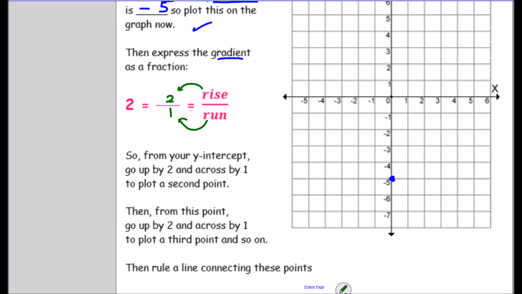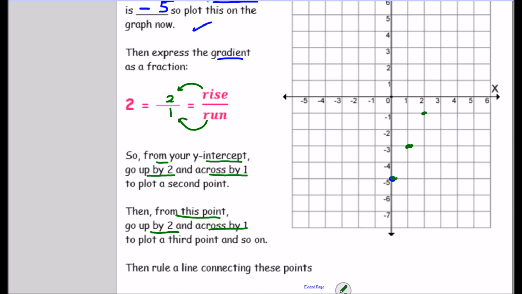So from your y-intercept, our y-intercept is that blue point at negative 5, go up by 2 and across by 1, because it's a rise of 2 and a run of 1. So from the little blue point I've marked, with my green pen, I'm going to go up 2 and across 1. There's my second point. Tick, done. Then from this point we just made, go up by 2 and across by 1 again. We're using the gradient to plot more points.